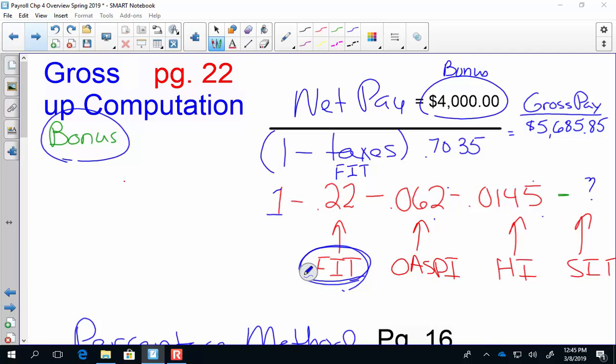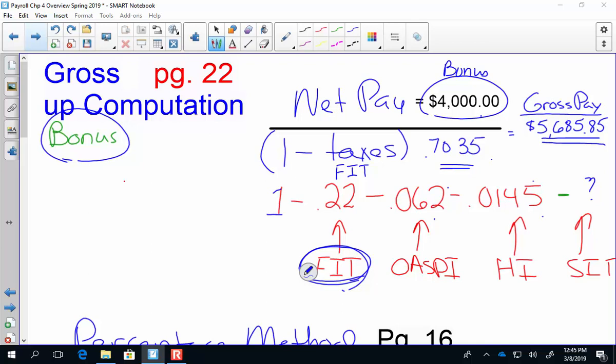So if I take 1 minus all 3 of those tax rates, I will get a net of 0.7035. If I divide 4,000 by 0.7035, I get my answer, in this case, $5,685, which is what I would have to pay them as gross wages. And then if I subtract all the federal taxes, I would get a net pay of 4,000.